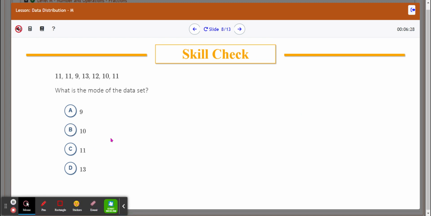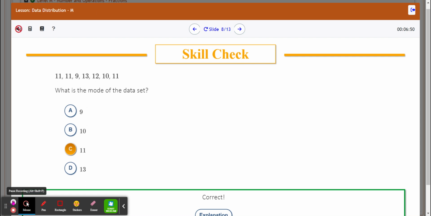Now, this question asks, what is the mode of the data set? Remember, mode just means which number shows up the most. Well, it's pretty easy to see here. There's only one 9, one 13, one 12, one 10. Well, there are 3 11s. So which number is there the most of? What's the mode of the data set? Well, the mode is, just like the other answers, 11. Again, it just happens to work out this way for this problem. It's not always like that.